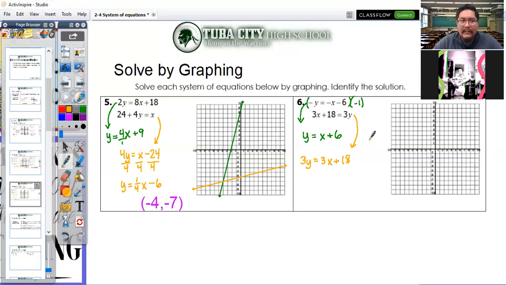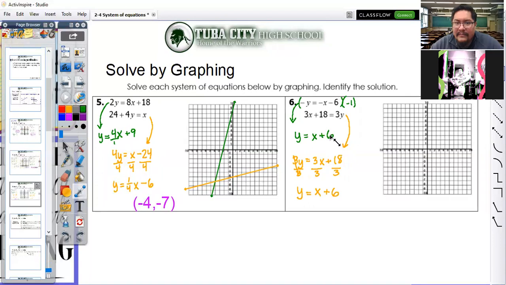We just moved it. Next thing we got to do is get rid of this 3 on the y. So I'm going to divide everything by 3. And that cancels this out, which leaves our y by itself. 3 divided by 3 is 1x, or just again, x. Okay, now you might notice that there is something a bit off about this, but let's see what's going on.